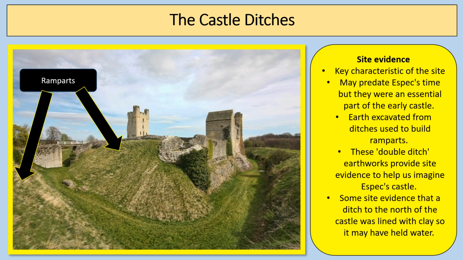So we're seeing here from the north part of the castle, and you can see there the edge of the west tower, and you can see the east tower in the distance there. Now there is some site evidence that a ditch to the north of the castle was lined with clay, so it may have held water, so there may have been a moat, but apart from that we think probably the ditches to the castle would have been dry.